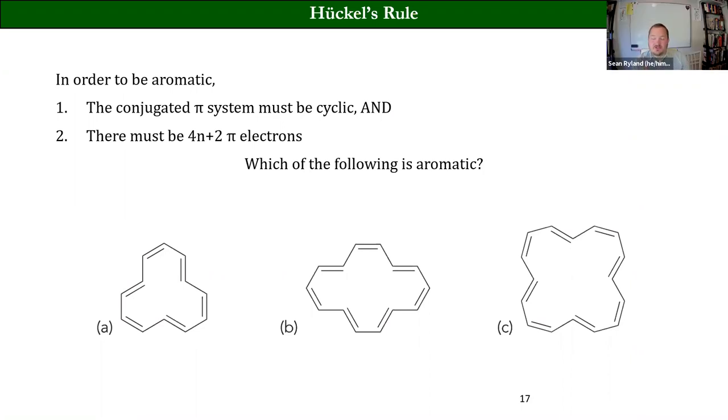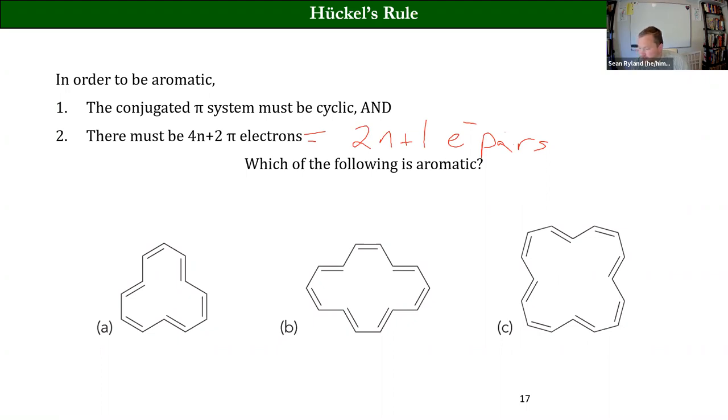And that's exactly why I use, so 4n plus 2 pi electrons, but we always talk about electrons in pairs. So if it's 4n plus 2 electrons, that's really 2n plus 1 pairs of electrons. Right, because every pair has two electrons in it. And if it's 2n plus 1, where n can be any integer, that's always going to be an odd number. If you plug in 0, you get 1 electron pair. If you plug in 1, you get 3 electron pairs.